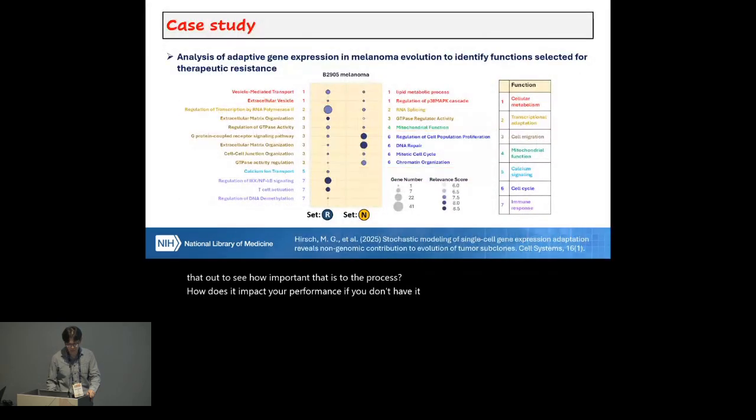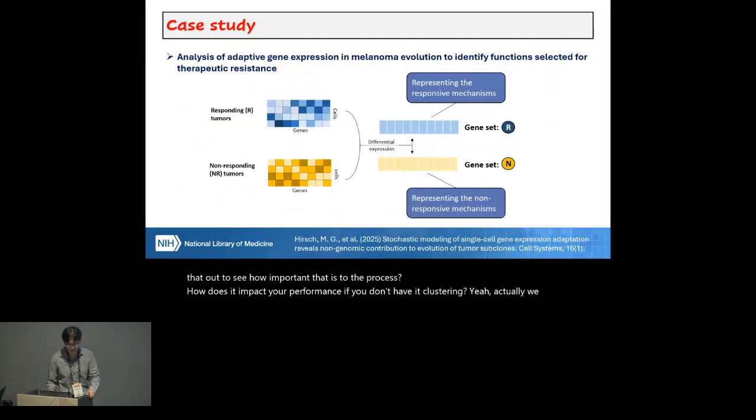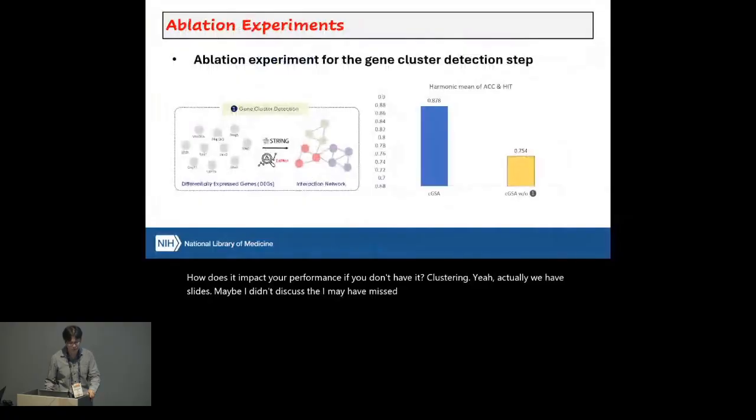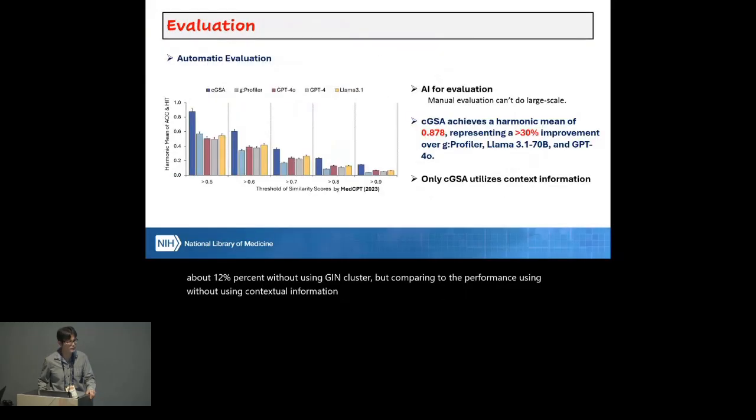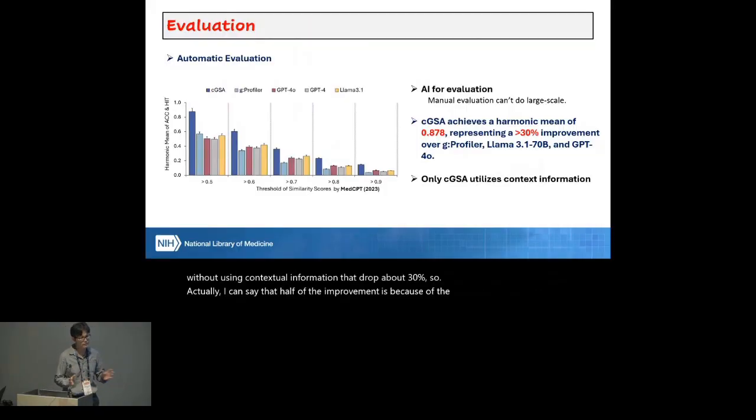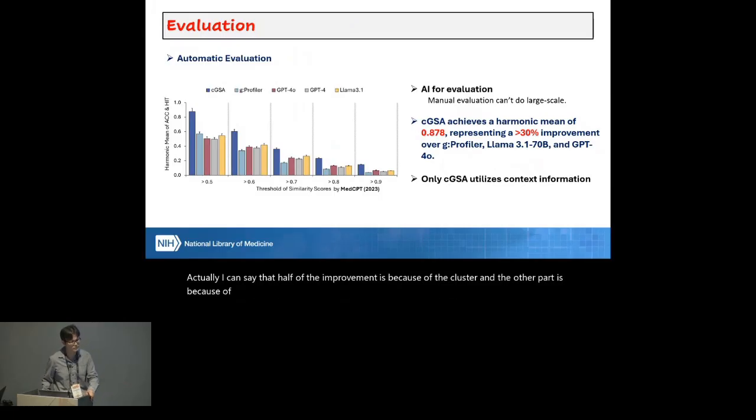Yeah, we have slides on that, maybe I didn't discuss it. The performance drops about 12% without using gene clustering, but compared to the performance without using contextual information, that drops about 30%. So we can say that half of the improvement is because of the clustering, and the other part is because of the large language model. Okay, that's great. Thanks.